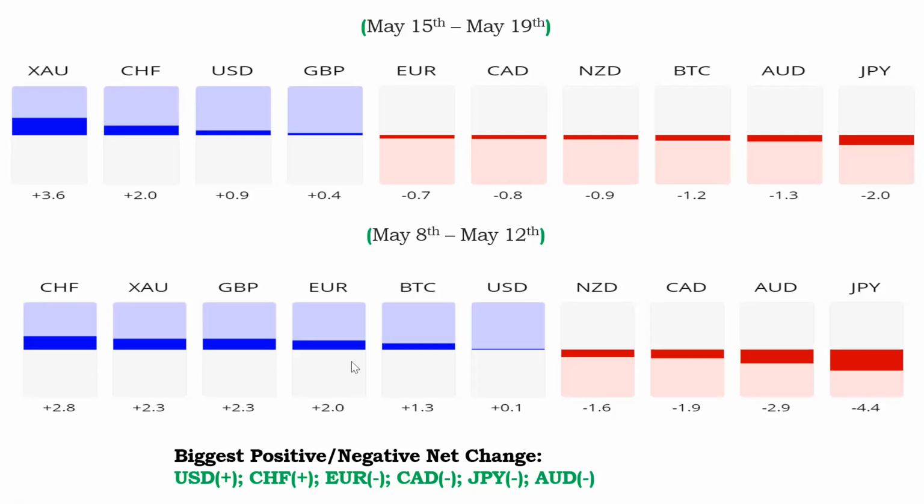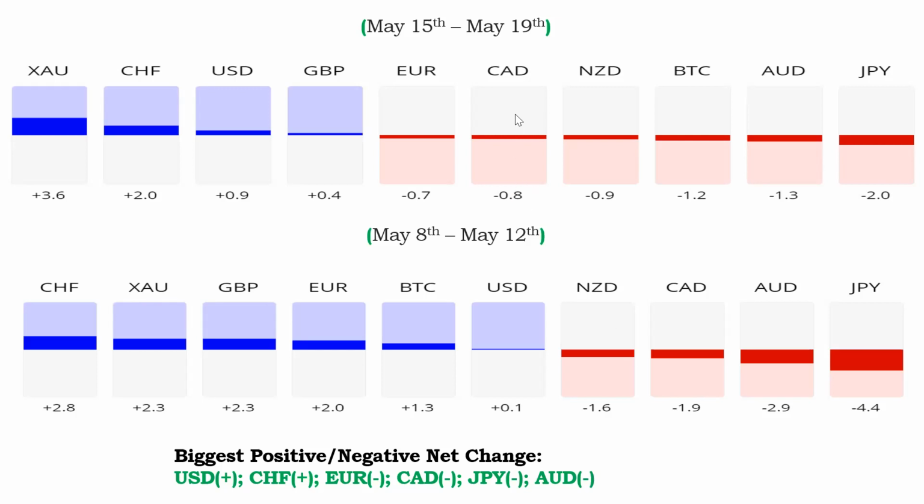You will notice that we have the biggest positive to negative net change from the previous week. What do we see? We see the USD moving from a 0.1 score point to 0.9, which is really positive. CHF dropped a bit, but it's still on the strong list, from 2.8 to 2.0, still fairly strong. Euro dropped from 2.0 to the negative region of 0.7. We see Canadian dollar also negative 1.9.